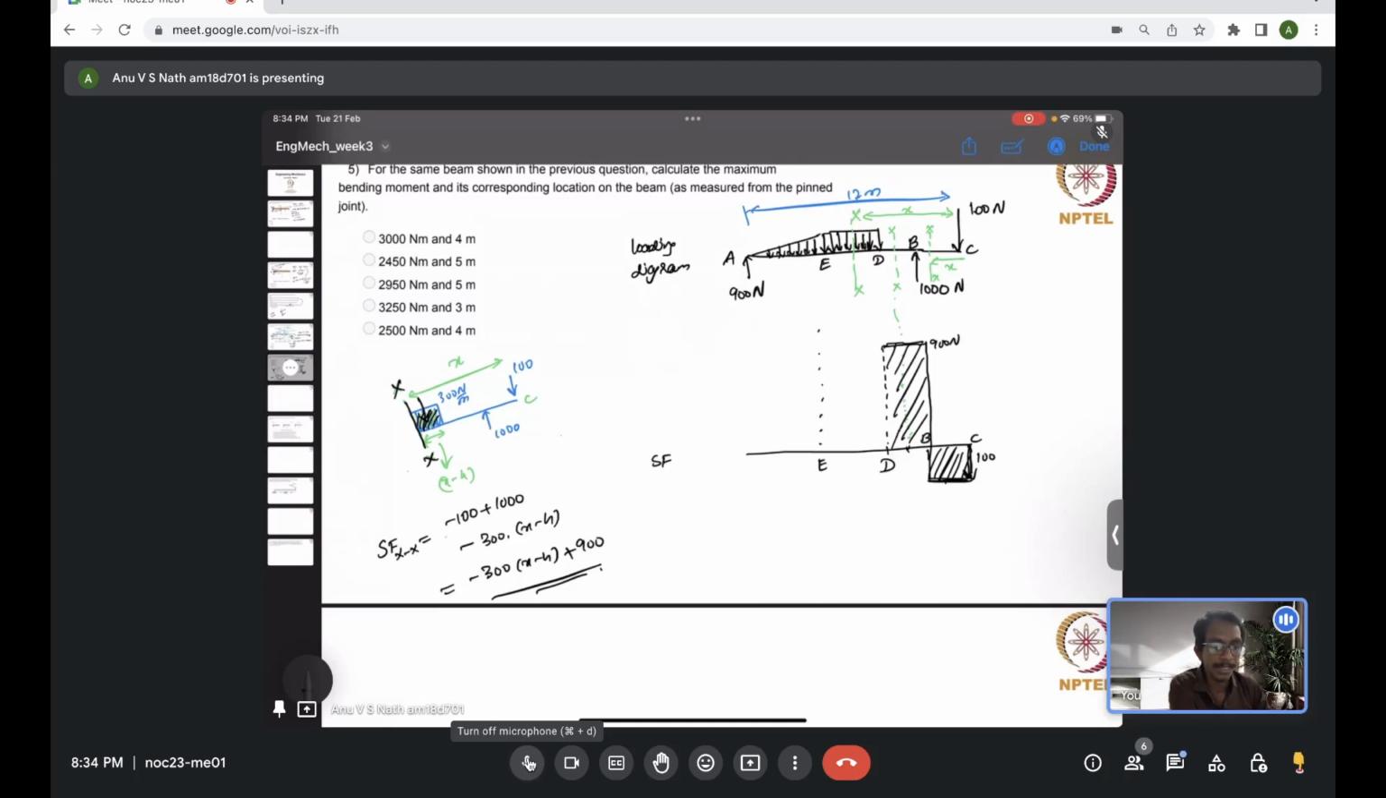If you didn't understand, please ask me, I will repeat it. I hope this is clear. Now we were evaluating the shear force at this particular X-axis location, right? So generally that is given by this expression. It's an equation for a straight line where X is measured from this end.